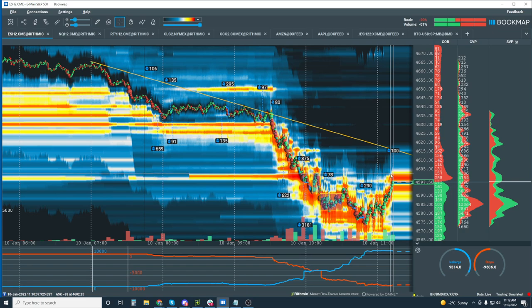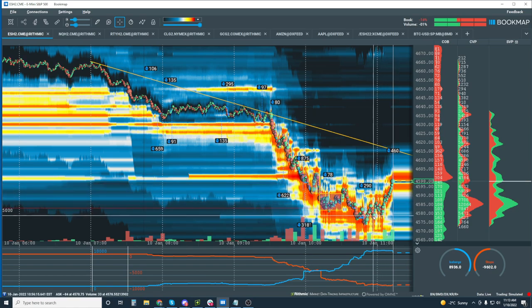We're looking for this move back up into the 4,600. It might even come back up into this 4,610, and we'll have to see if this down structure is going to hold or not here. Okay, we're at 98 right now, on a big volume dot. Great. Let's see it continue then.